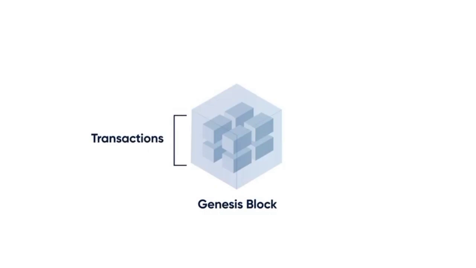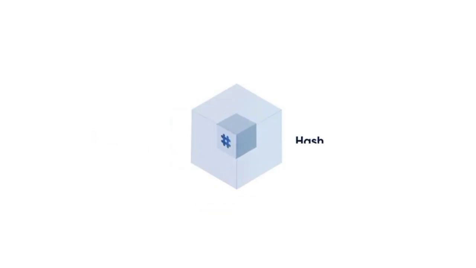The first block in a blockchain, known as a Genesis block, contains transactions that, when combined, produce a unique hash. When the second block is created, the hash of the Genesis block is added to all of the new transactions in the new block. This combination is used to create its respective hash.